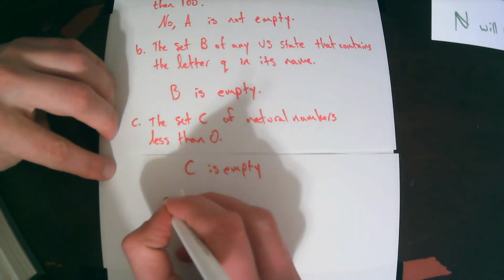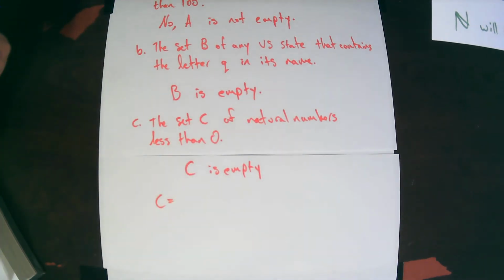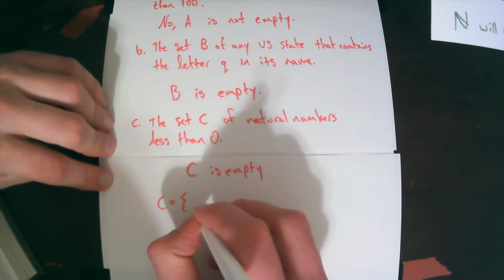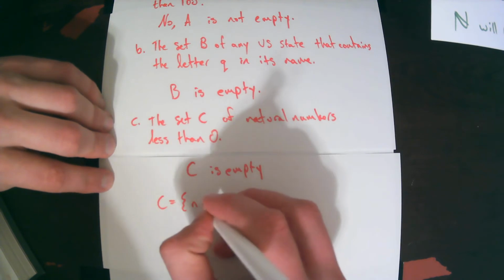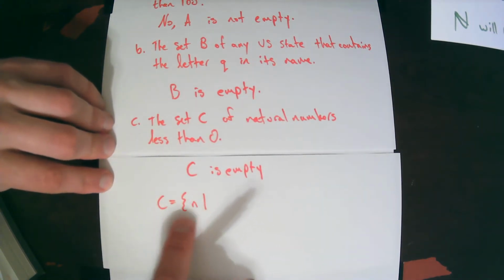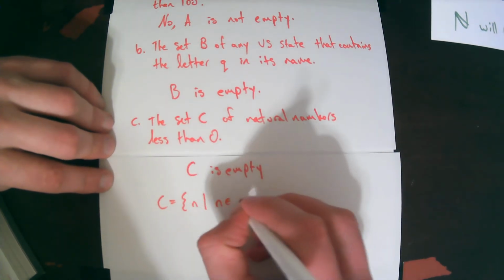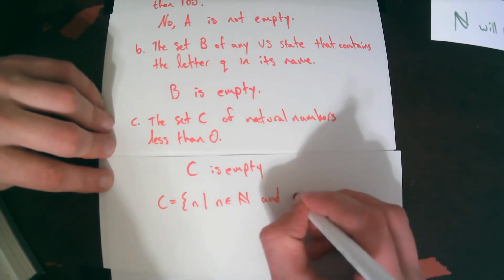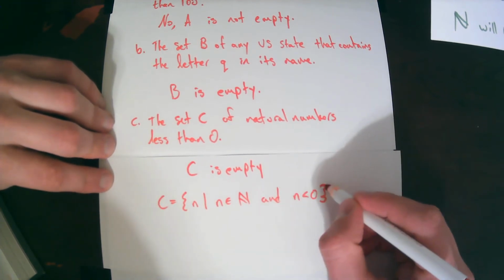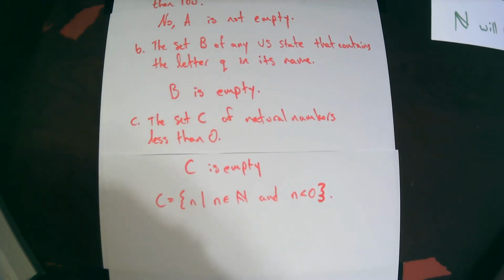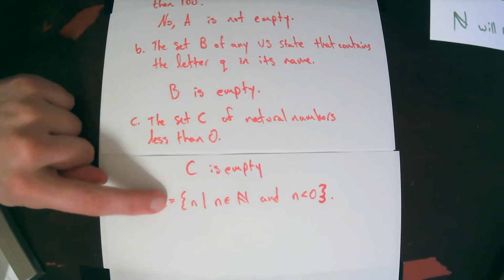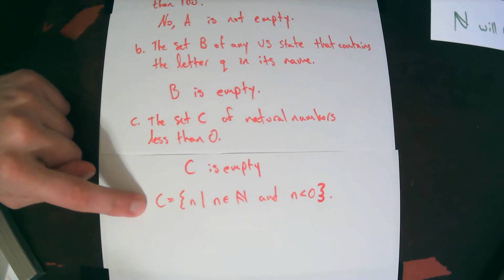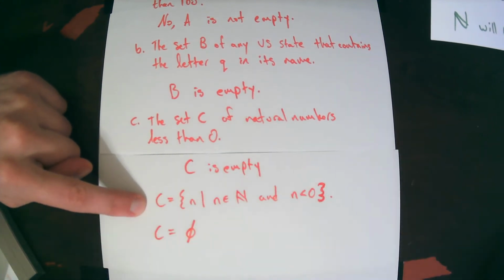And just for further practice using set builder notation, how could I go from this statement to set builder notation? Well, I could say the set of all elements, maybe I'll use the letter N for natural numbers. You can get creative, whatever you want. N such that, so the set of elements N such that N is in the natural numbers and N is less than 0. Whoops, that's supposed to be a curly bracket. Okay, that's fine. Even though C is empty, I can still write down what the description was in set builder notation. It doesn't change the fact, though, that C is still empty.